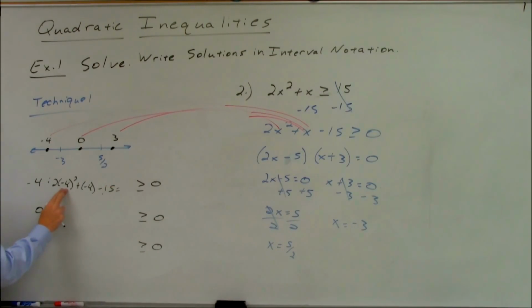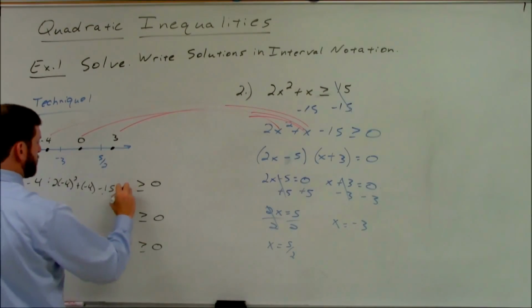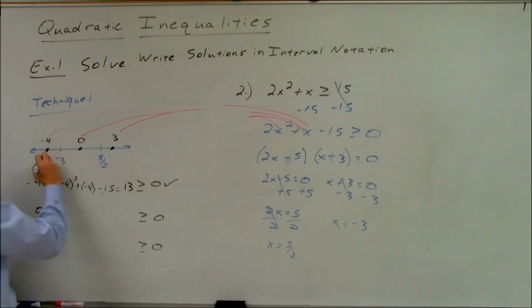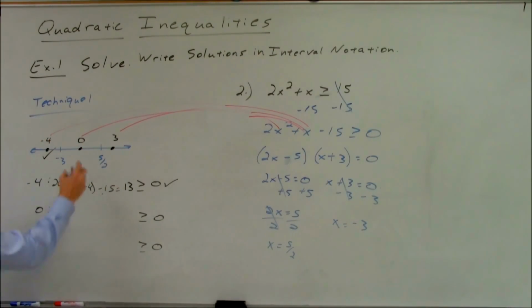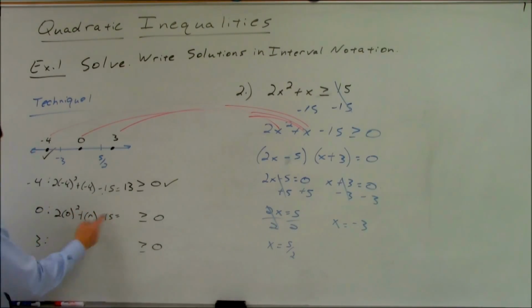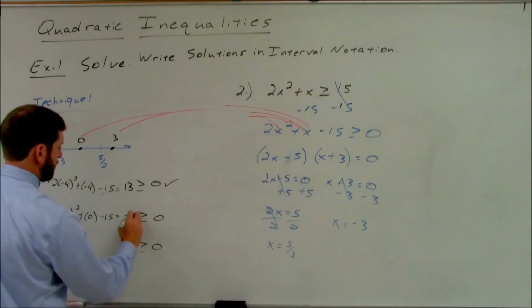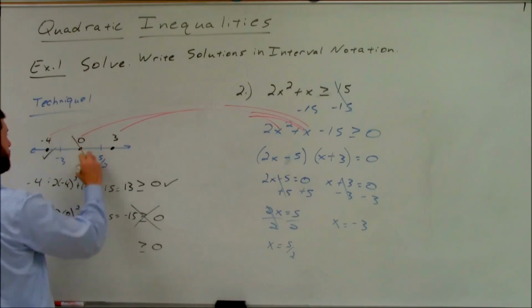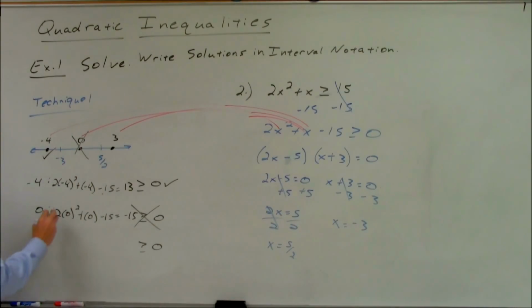So negative 4 squared is 16 and 2 times that is 32. 32 minus 19 is 13. Is that greater than or equal to 0? Yep, so that interval works. Let's try the 0. 2 times 0 squared plus 0 minus 15. Well, 0 and 0 makes negative 15. Is negative 15 greater than or equal to 0? No, it's not. So we know that middle interval is not going to work.